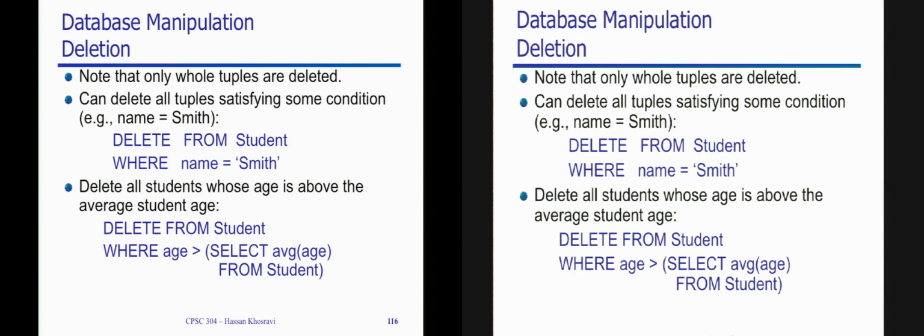So what's going to happen is that, first of all, the average is going to be calculated based on all of the tuples that you have. That's going to be fixed, and then we're going to look through each of the tuples to see which are the ones that we need to keep and which are the ones that we need to delete.